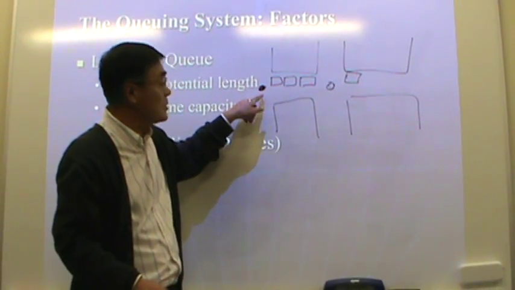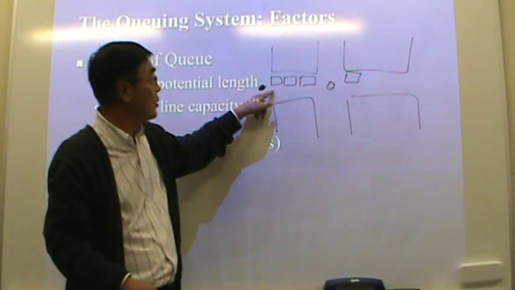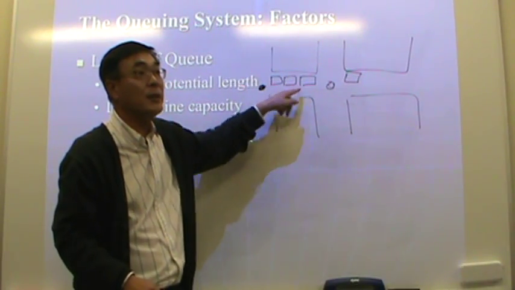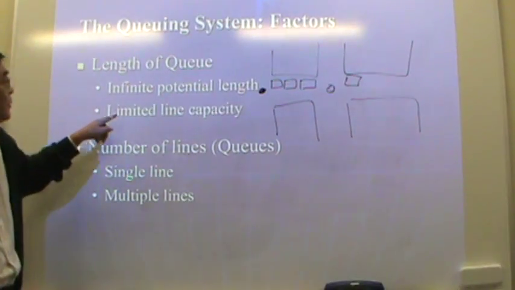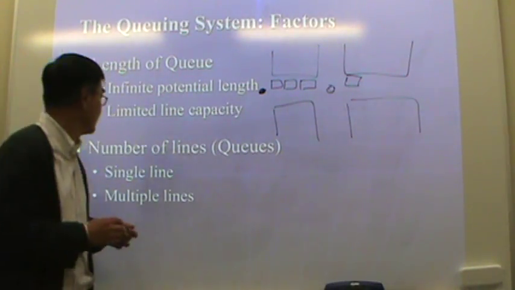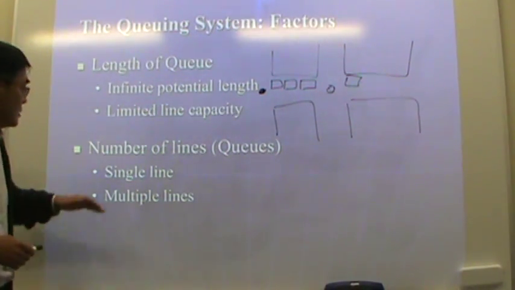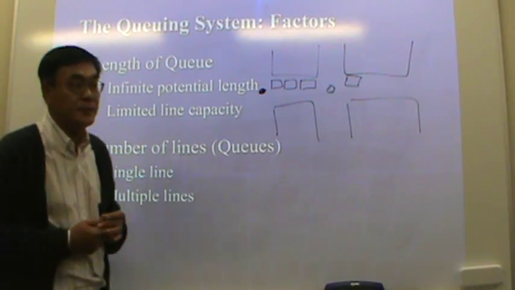So for this light system, the waiting line is limited, right? This case, limited line capacity. And the number of lines: single line and multiple lines.